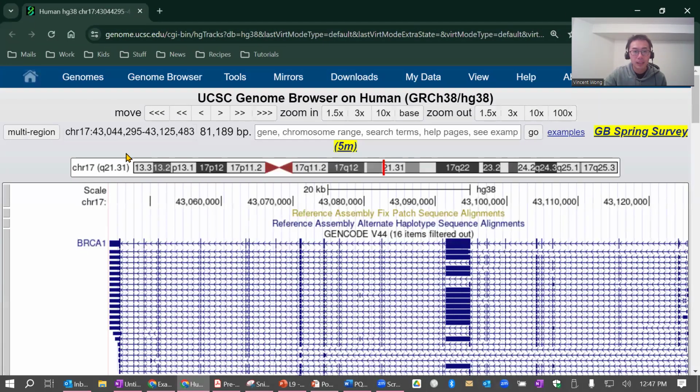There we go. Okay, so I already keyed in a gene here. The gene I keyed in was BRCA1. You guys remember BRCA1? It's the breast cancer tumor suppressor gene, right? But you can key in any gene that you want.